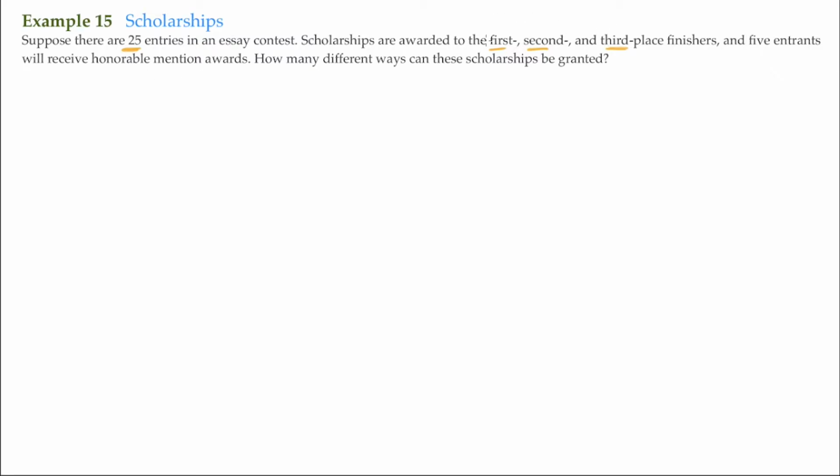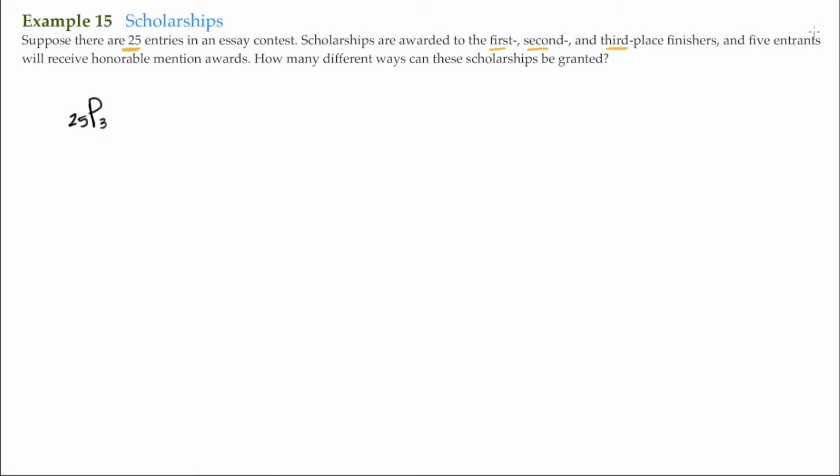So we're going to be using both a permutation for the first, second, and third place finishers, and then we're going to be using a combination for the 5 entrants who will receive these honorable mentions. So for the first, second, and third place finishers, that's 25 entries, that's 25 permute 3.